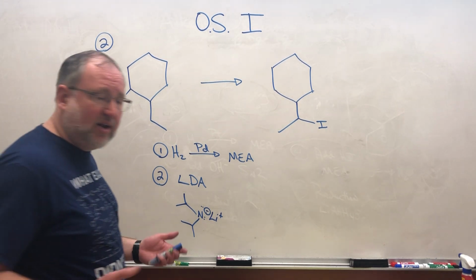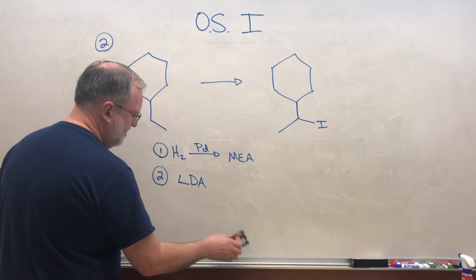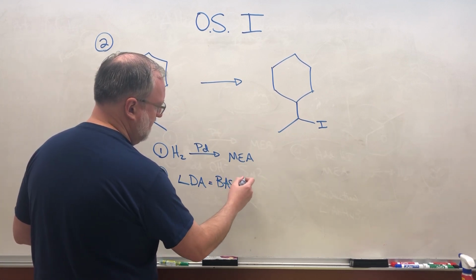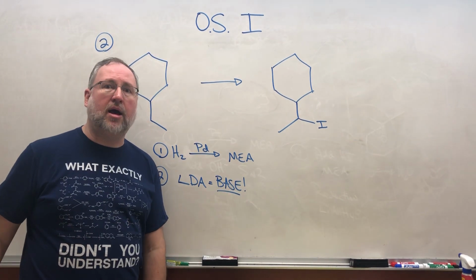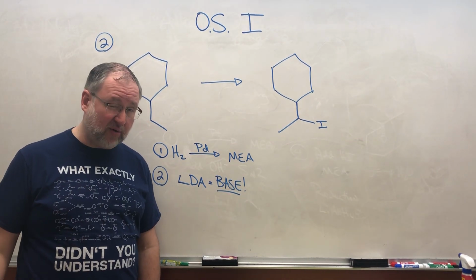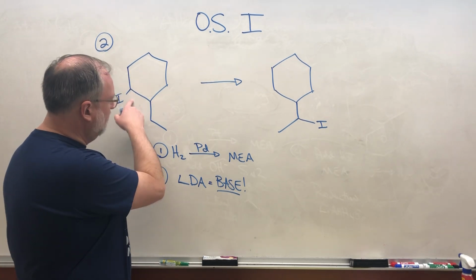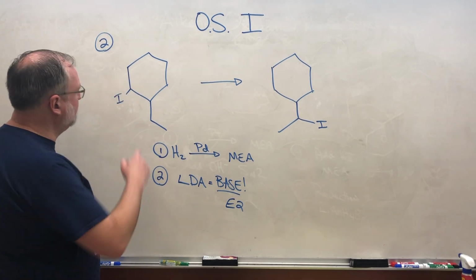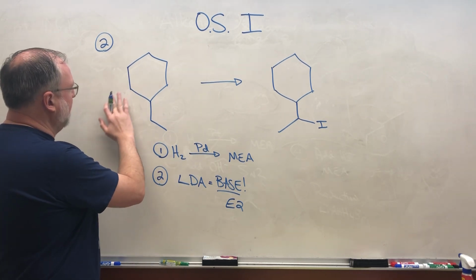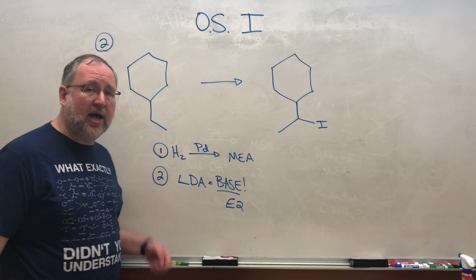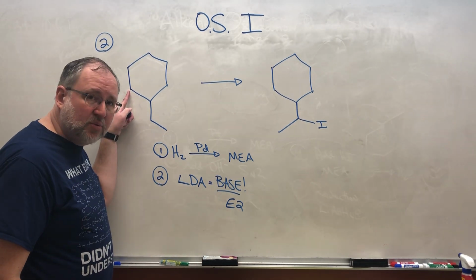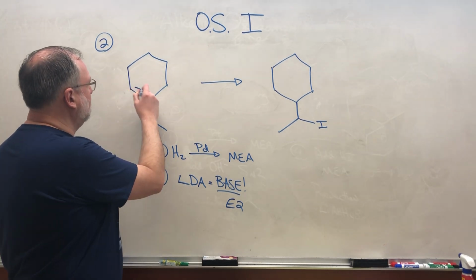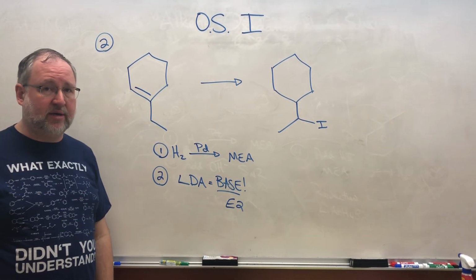So LDA is like an awesome, cool, powerful base, right? It's like an uber awesome base that doesn't do substitution, it only does elimination. So when we add LDA, we're going to do E2, bimolecular elimination. This is going to be eliminated, and like with all eliminations, we're going to form a double bond, and we're going to follow Zaitsev's rule. Zaitsev's rule means the double bond is going to tend to form in the more substituted position. So here's our Zaitsev product.